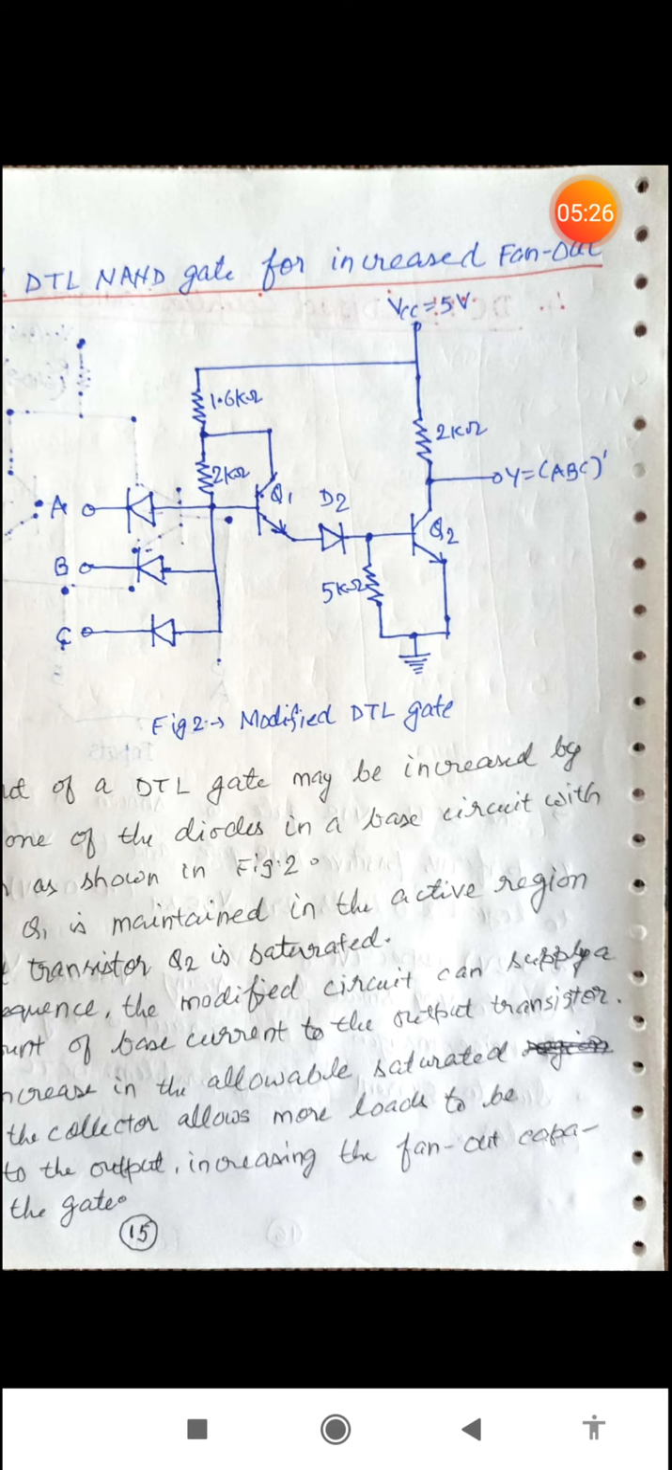Transistor Q1 is maintained in the active region when output transistor Q2 is saturated. In that condition, as a consequence, the modified circuit can supply a larger amount of base current to the output transistor. Thus, an increase in the allowable saturated current in the collector allows more loads to be connected to the output, thus increasing the fan out capability of the gate.